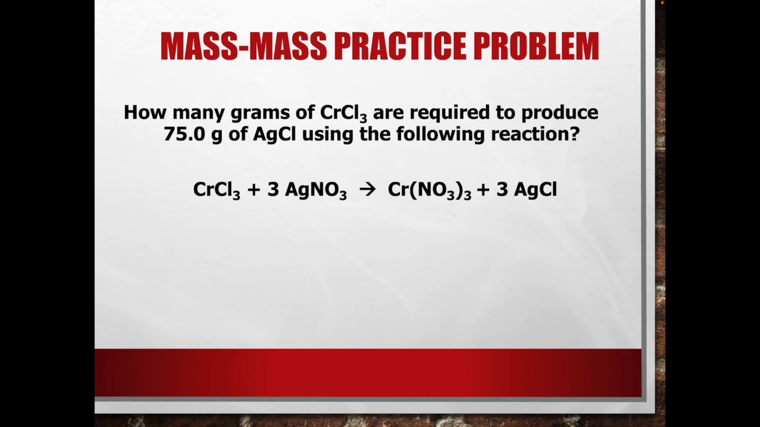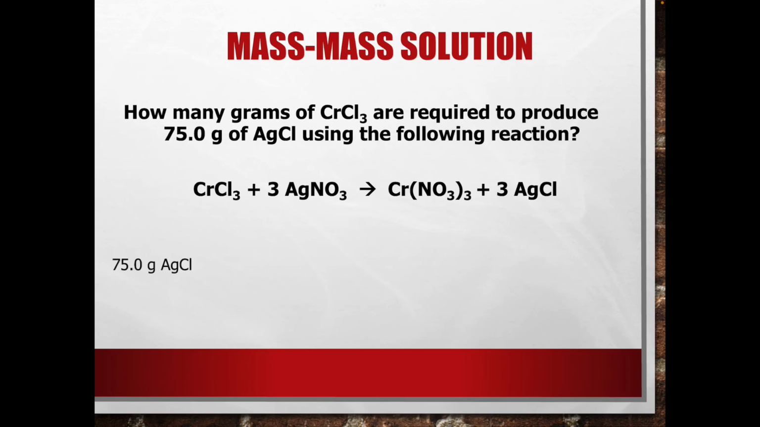Alrighty, so in this one it says how many grams of chromic chloride are required to produce 75.0 grams of silver chloride using the following reaction. So again, this is a grams to grams conversion, or a mass to mass conversion. So let's go ahead and try this out. So we're starting with our 75.0 grams of silver chloride. Eventually, we're trying to find out information about chromic chloride, so we're going to have to change compounds. Since we're going to have to change compounds, we need to convert our grams of silver chloride into moles so that we can use our mole ratio.